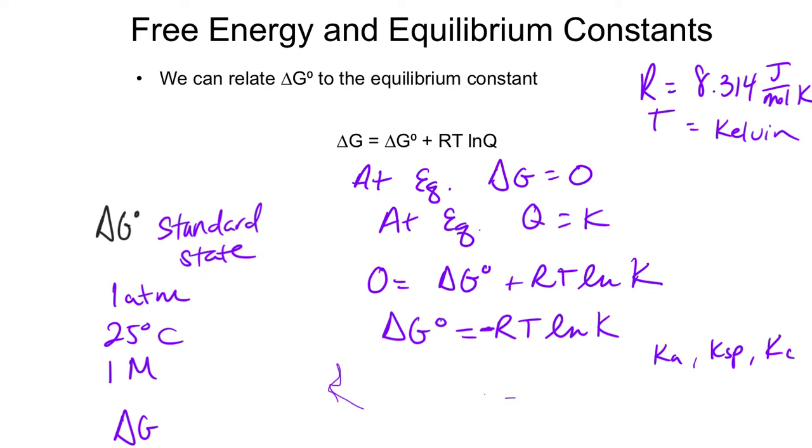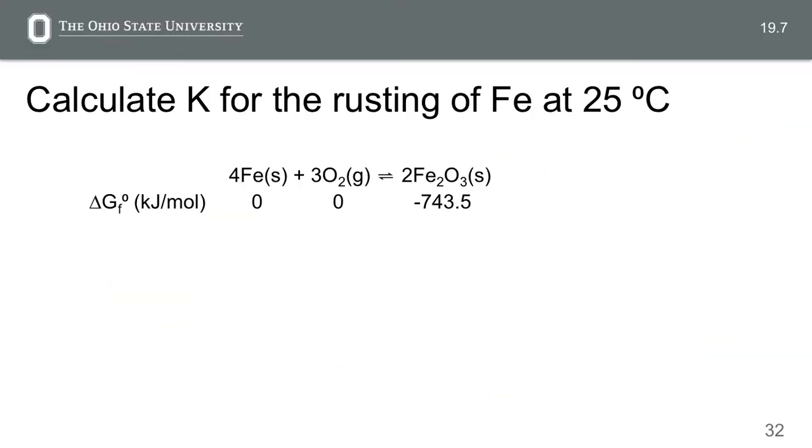Okay. Does that make sense to everyone? So let's do it. We'll start off with a calculable problem, because we're gonna have a couple of these. I like this problem. This is a great example of calculating a delta G for an equilibrium. So let's calculate the equilibrium constant for the rusting of iron at 25 degrees Celsius.